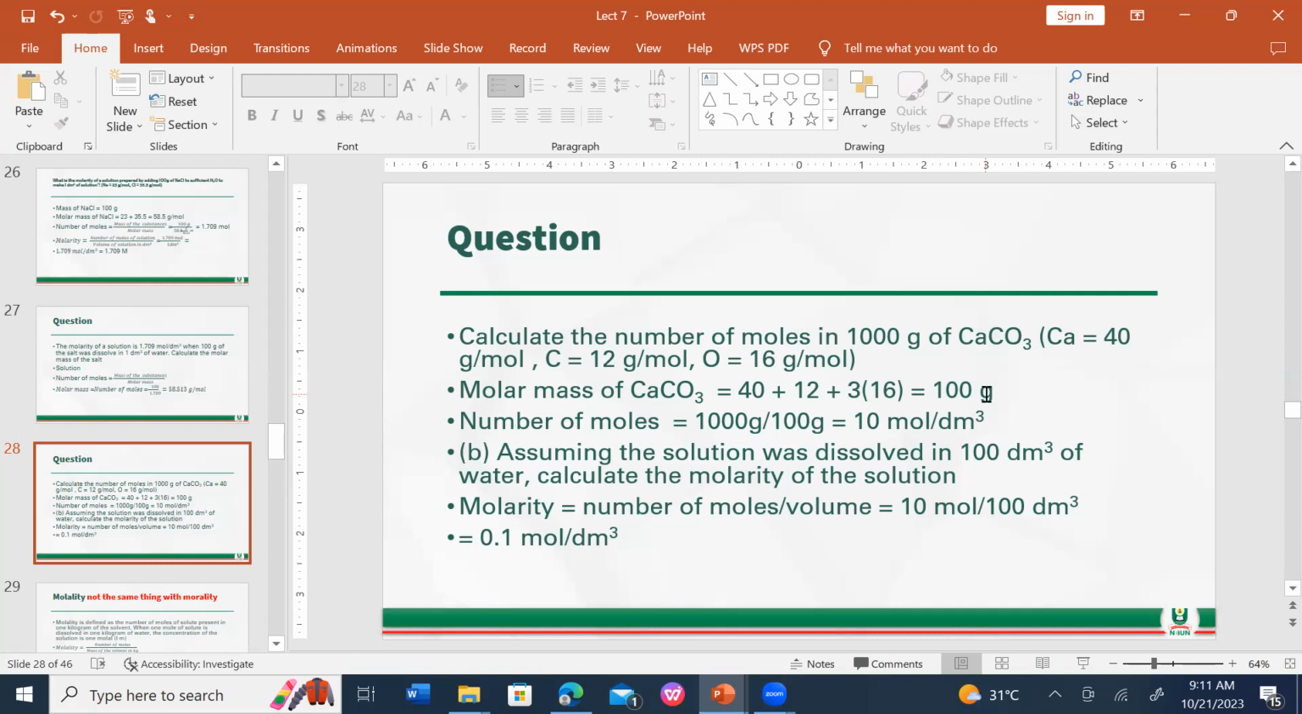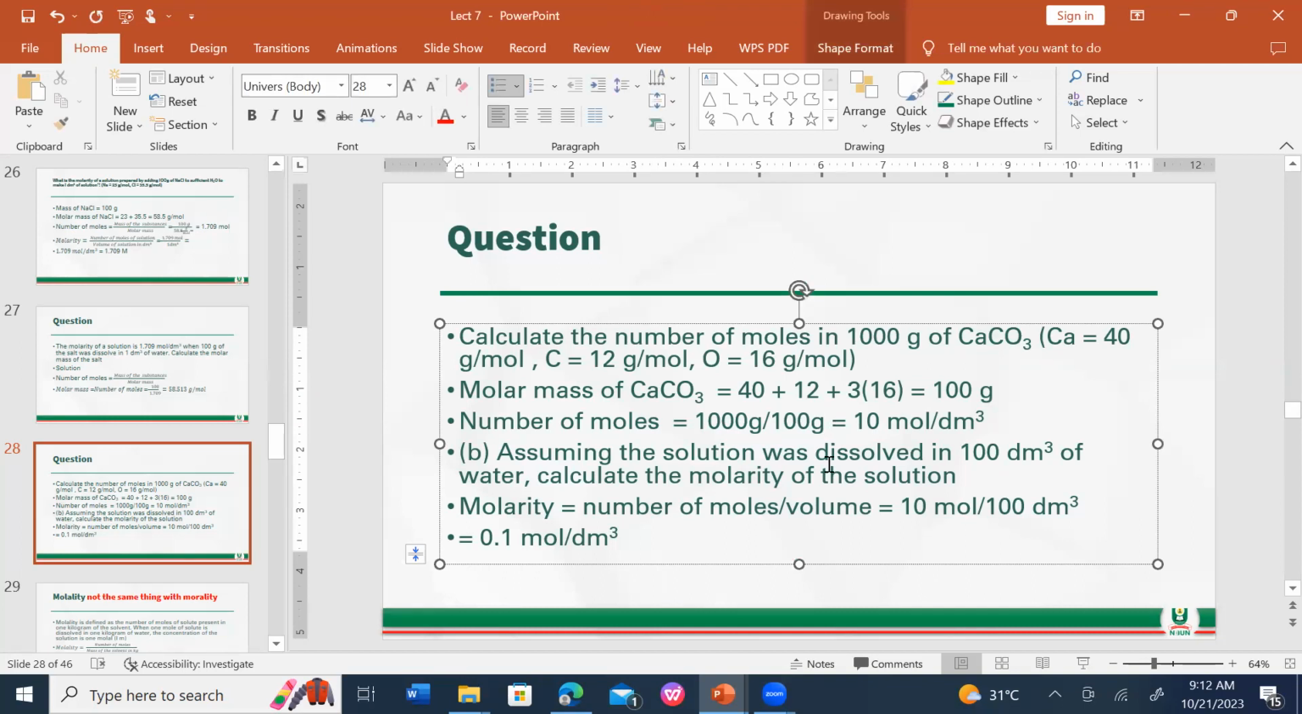So the number of moles, which we have seen is equal to the mass of the substance divided by the molar mass, is 1,000 grams divided by 100 grams per mole. The number of moles is simply 10 moles. So when you look at the molar mass, calcium is 40, carbon is 12, oxygen is 16, so the molar mass is 100. The number of moles is the mass of the substance, which is 1,000 grams here, divided by the molar mass, which is 100 grams per mole. So once you have that, that is the number of moles.